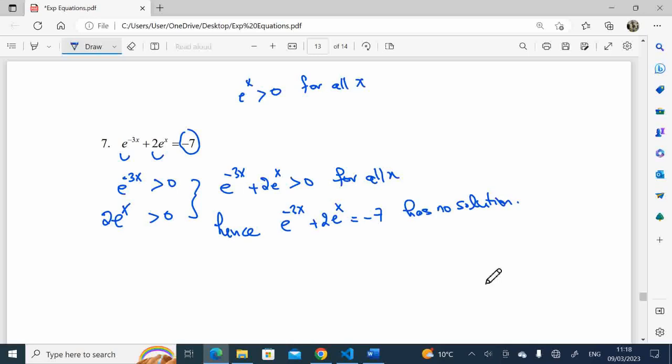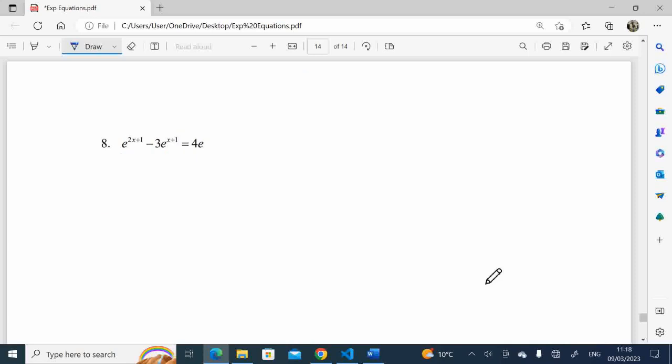Okay, let's go to equation number 8, the final equation for this video. We have e^(x+1) minus 3e^(x+1) equal 4e. In order to solve this equation, we should notice here that if I take e^(x+1) minus 3e^(x+1) minus 4e, this is equal to 0.